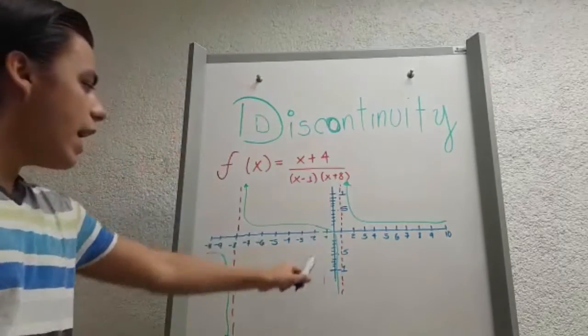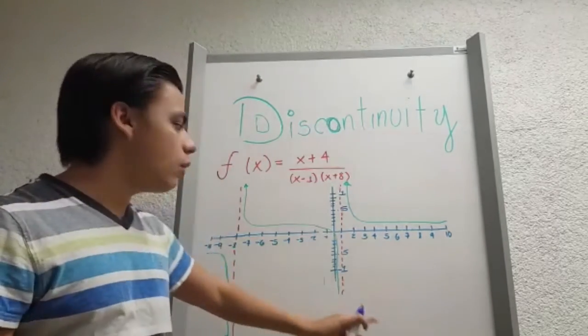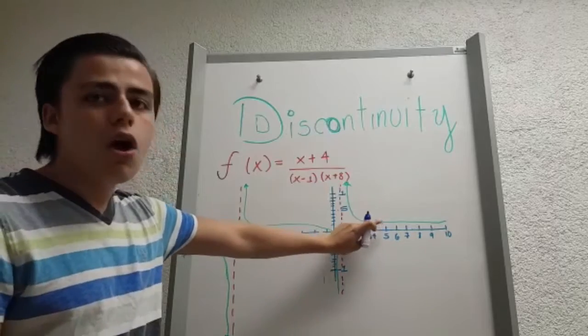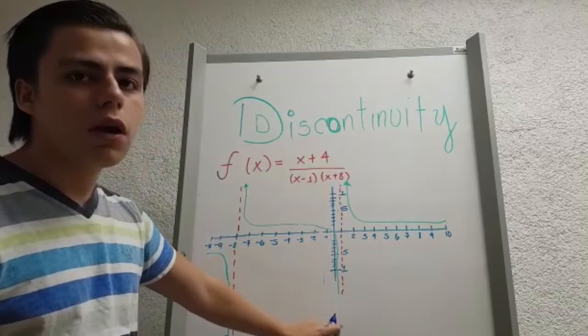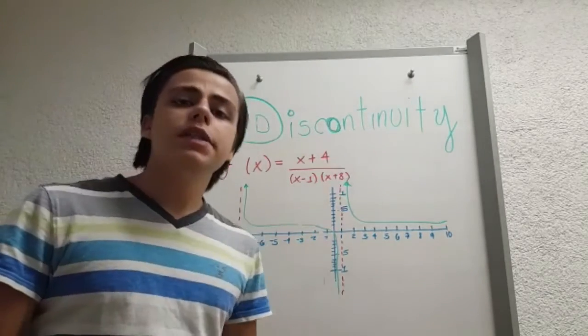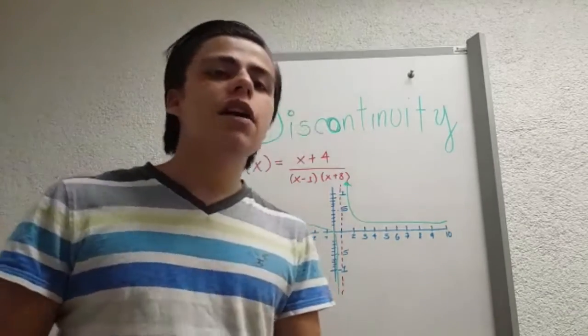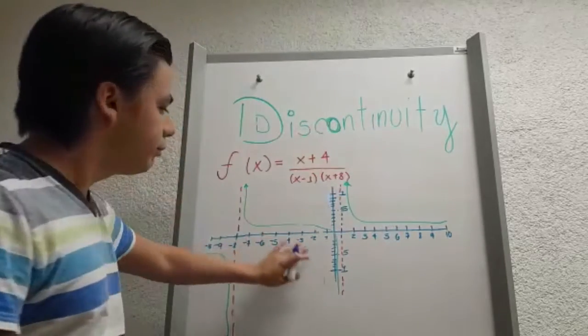As we approach x equals 1 from the left side with increasing values, we can see that the y value drops lower to negative infinity. This represents a discontinuity since the function is not connected over the dotted line.